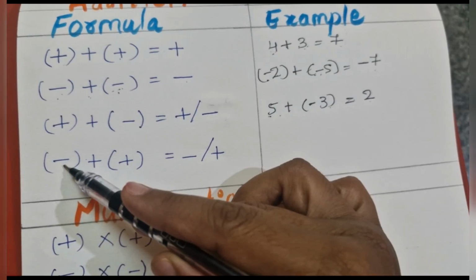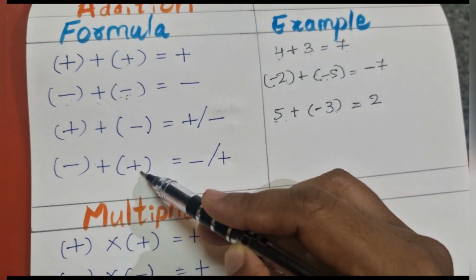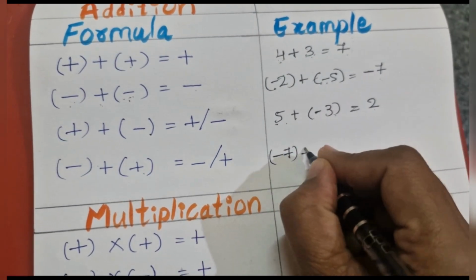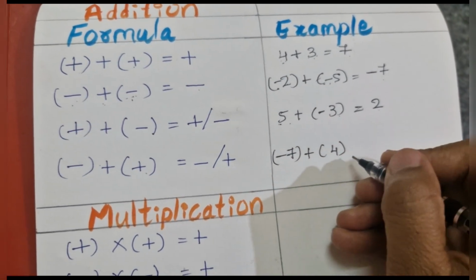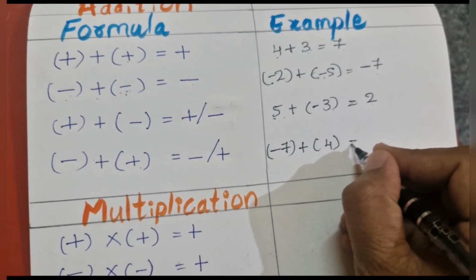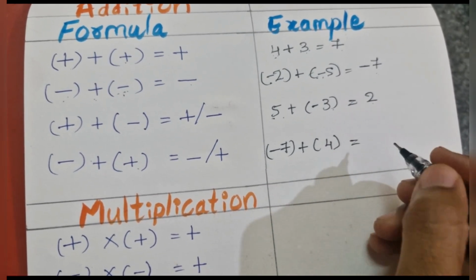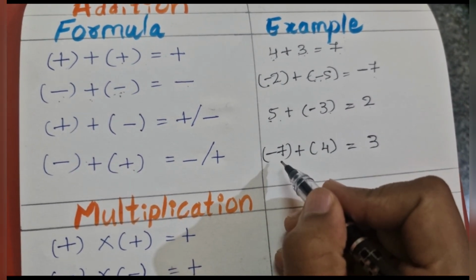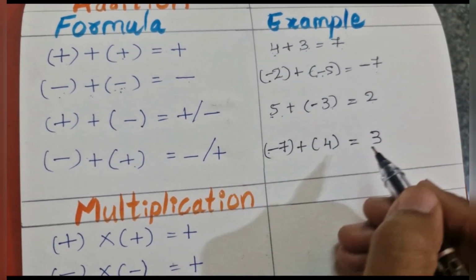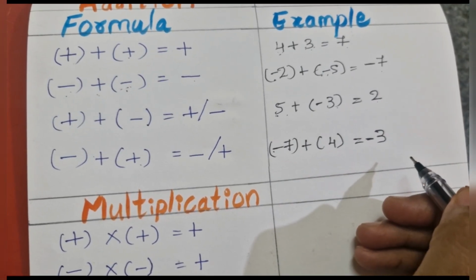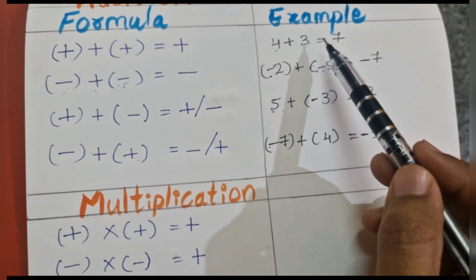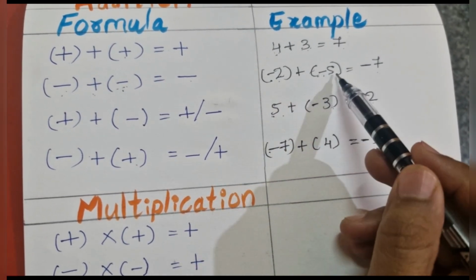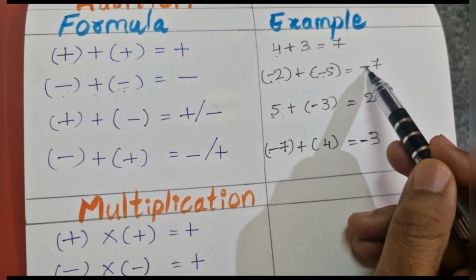Next, one is negative and another one is positive. Again, we have to subtract here because the signs are different. Plus of minus 7 plus 4 equals. Now both the signs are different, so minus. 7 minus 4, 3. Which is the greater number here? 7 is the greater number. Their sign is minus, so I put here minus. Remember, when we have to do addition and subtraction, we see which is the greater number, and their sign we put here.